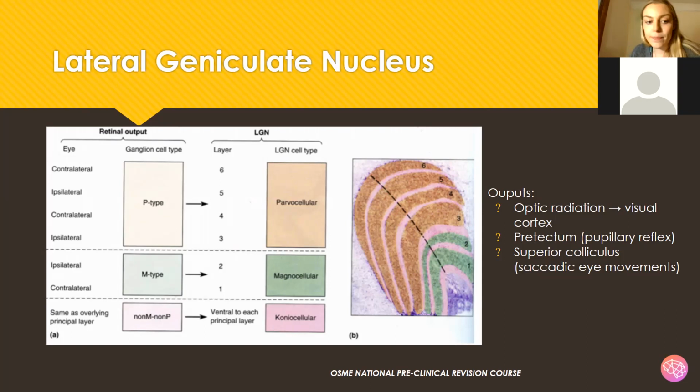Okay. And then again, can't forget, we do have the koniocellular LGN cells, and these are ventral to each layer. You can see in the histology there's a tiny purple layer, and they receive the input from the non-M, non-P ganglion cells, and these also will then project to the visual cortex.